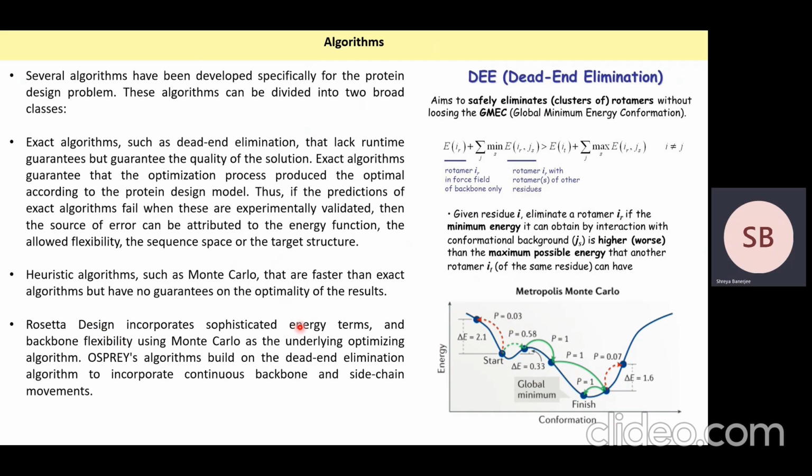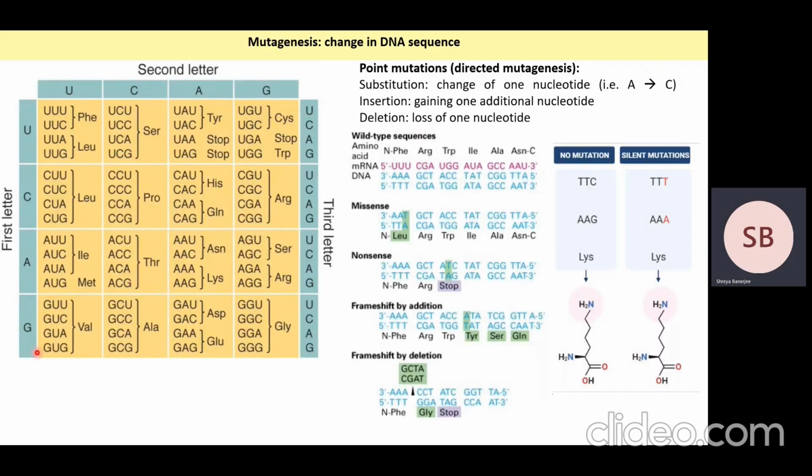There are different modifications to Monte Carlo, like the Rosetta design, which incorporates sophisticated energy terms like backbone flexibility, or Osprey's algorithm, which incorporates backbone and sidechain movements. So these are the two main algorithms, the exact algorithm and the heuristic algorithm, that are used in energy minimization functions. Now we will talk about mutagenesis.